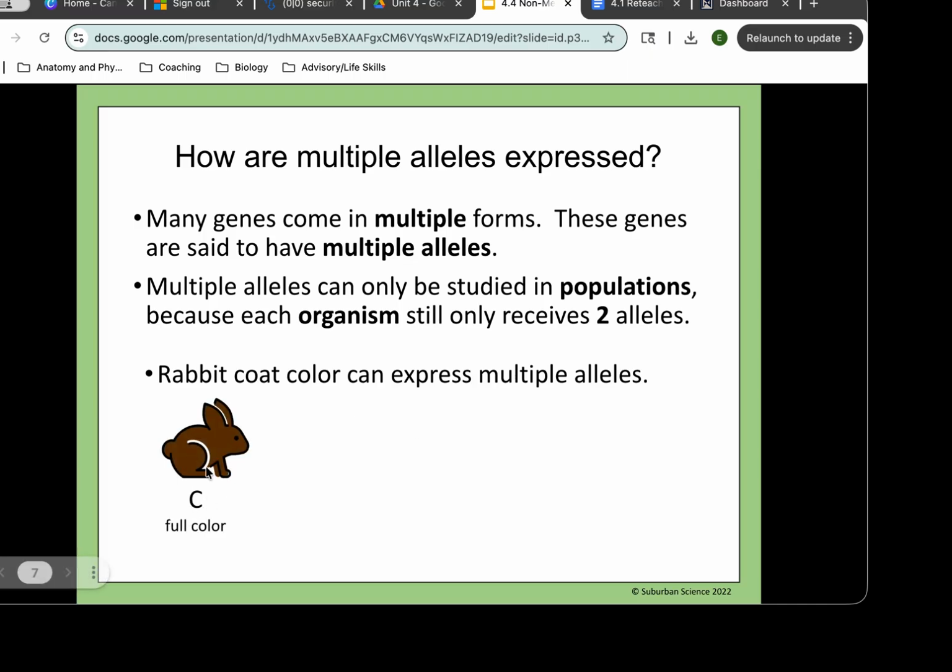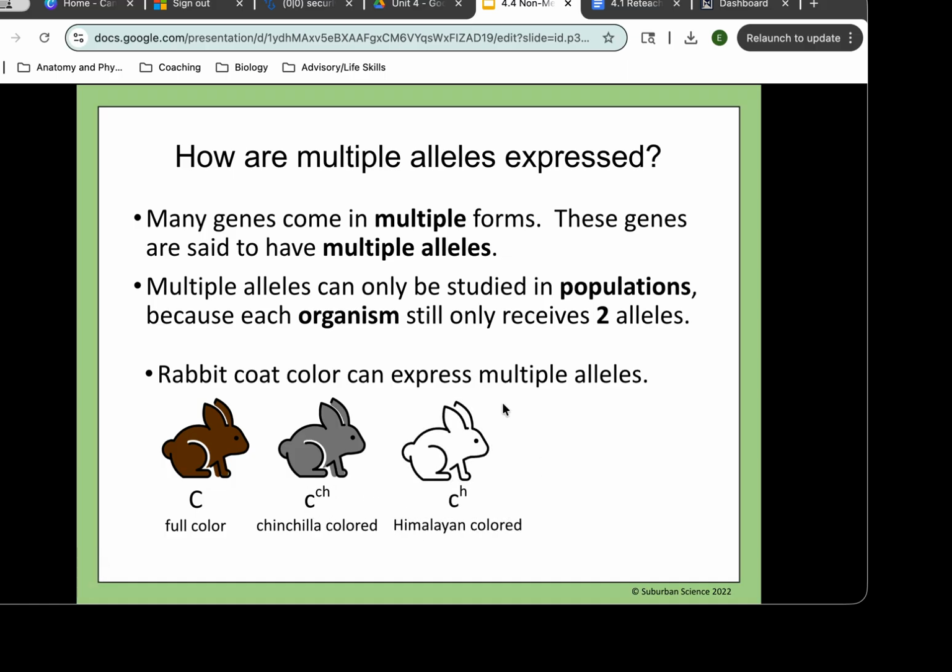We have this big C, which would be what we call a full color rabbit. We can also have what's called chinchilla colored, so it's kind of a gray. So it's little c and then CH for chinchilla. Then we have this Himalayan one, which is supposed to be kind of a light gray. So it's a C, little h. And then we can also have the albino or fully white rabbit, and that's going to be little c. So on either end of the spectrum, we still have kind of that traditional brown is dominant, white recessive, but now we have different degrees in the middle of that.